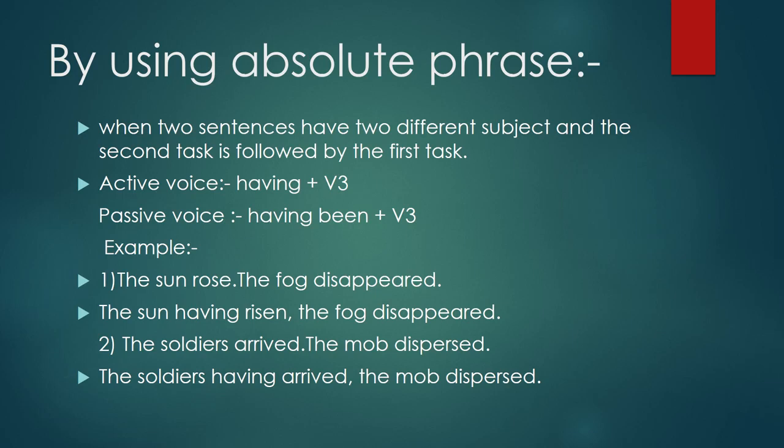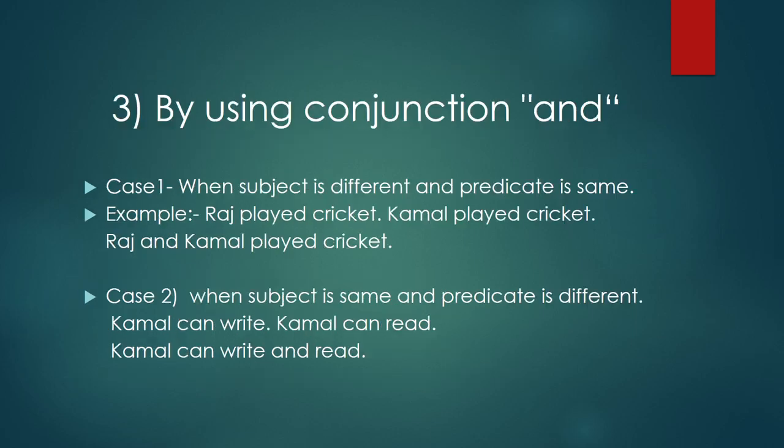So whenever you get this condition, when the second task is followed by the first task, in an active sentence you use having plus the third form, and in a passive sentence you will use having been plus the third form of the verb. Here you can see the next example. The soldiers arrived, the mob dispersed. The soldiers having arrived, the mob dispersed.